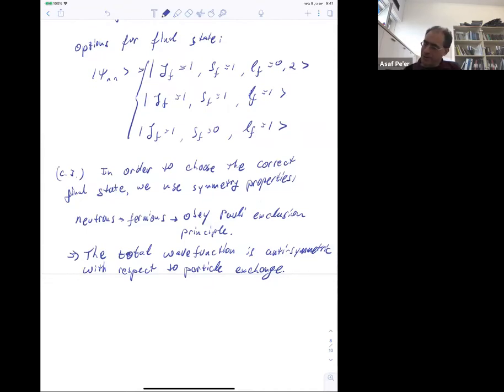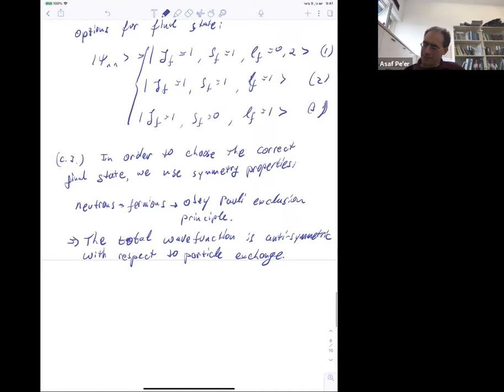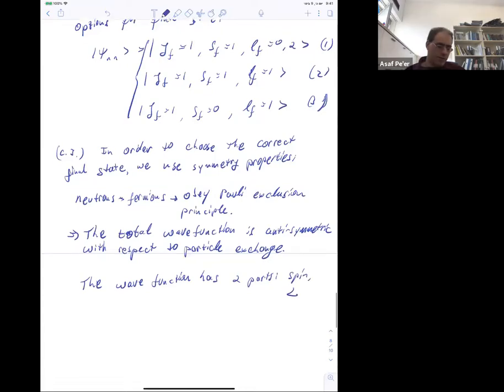So let's see, for the spin part, three options, 1, 2, and 3. Which one is anti-symmetric? Well, we can guess or we can calculate. I prefer the second one. So let's calculate. The wave function has two parts, spin and L, orbital angular momentum. Let's look at the spin.